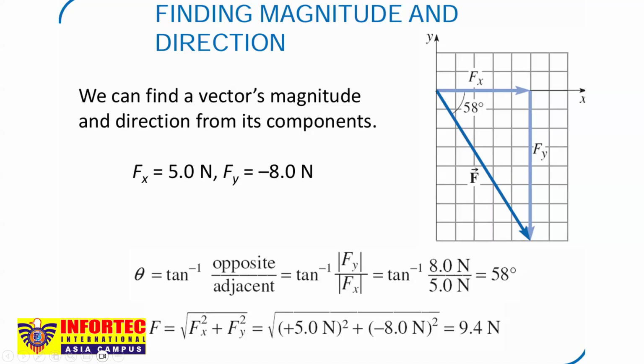It is important that we write both the magnitude and the direction. The direction is represented by the tan inverse value, and F is found with the Pythagoras theorem: the square root of Fx squared plus Fy squared is equal to F.